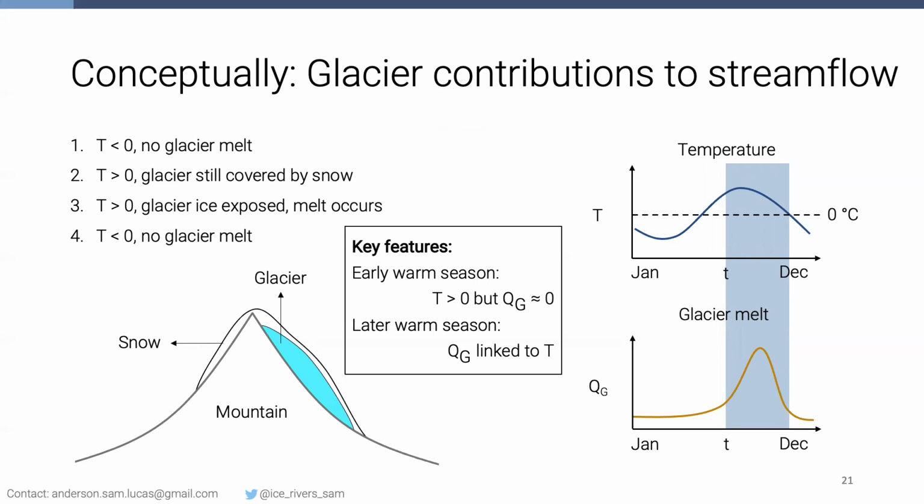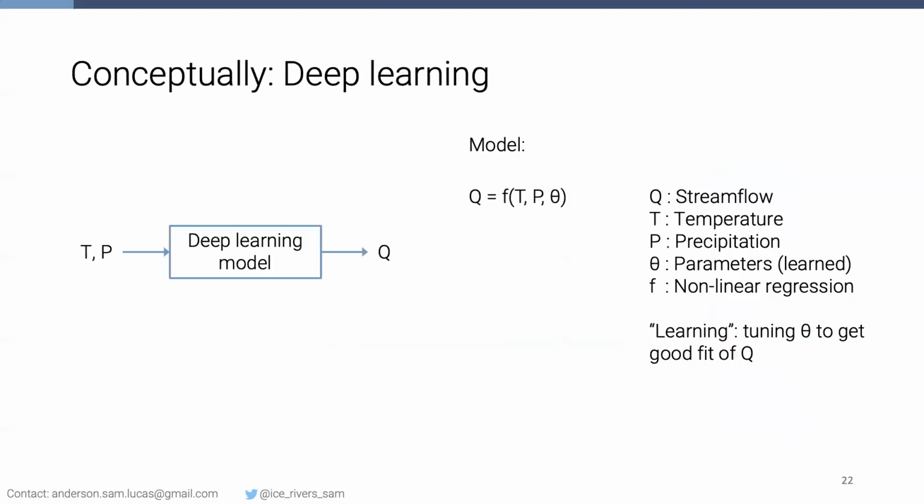Now, let's consider deep learning. Shown is an example of a model that uses time series of temperature and precipitation to predict streamflow. We can write this on the right, where Q is streamflow, F is the deep learning model, T and P are temperature and precipitation, and theta is all of the model parameters. For today, you can think of F as being a nonlinear regression, theta as being the regression parameters, and when we say learning, we just mean tuning values of theta to get a simulated Q that closely matches the observed Q.